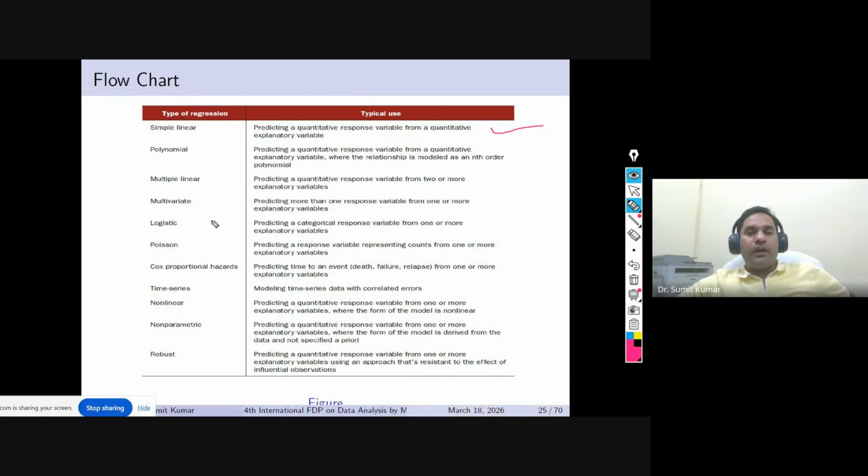Logistic means where you have to find explanatory variables. You have 0, 1 type of categorical data, and you have to fit the logistic one. Poisson, if you have some kind of count data, then it will be perfect. Time series, you have to predict the values. Non-linear means if some non-linear functions are there, like exponential, these kind of figures will be covered under the non-linear.